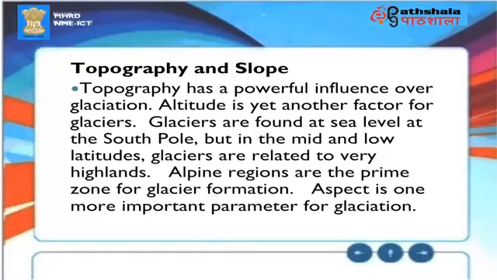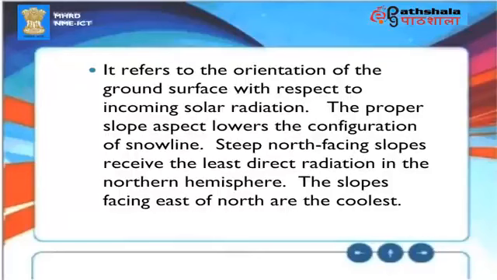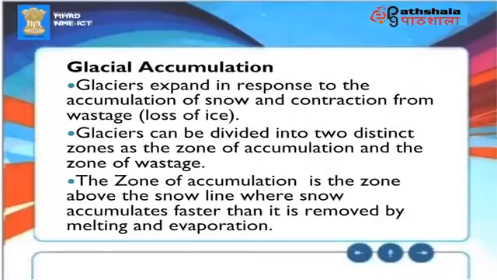Aspect is one more important parameter for glaciation. It refers to the orientation of the ground surface with respect to incoming solar radiation. The proper slope aspect lowers the elevation of the snowline. Steep north-facing slopes receive the least direct radiation in the northern hemisphere. The slopes facing east of north are the coolest.